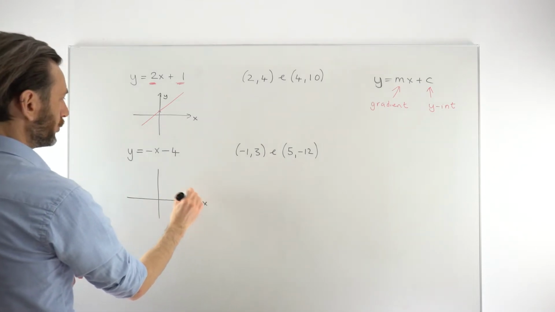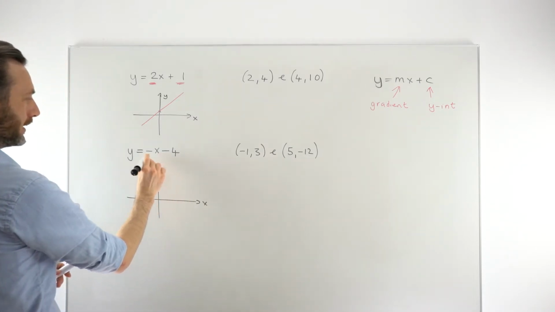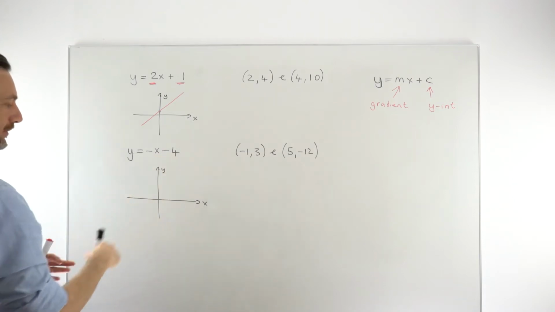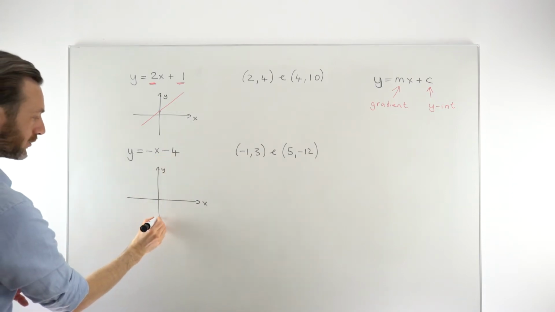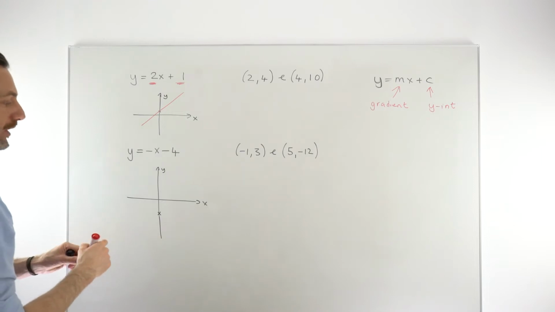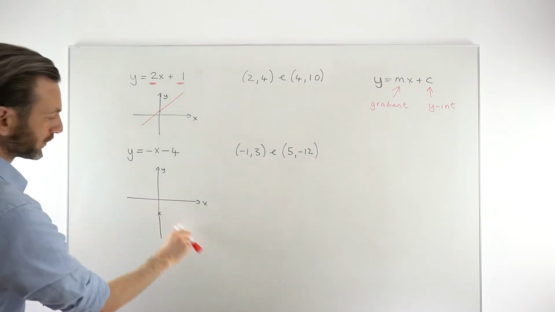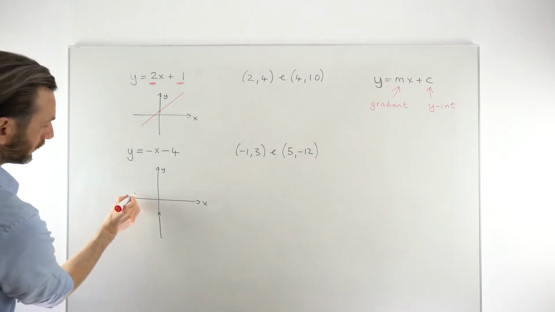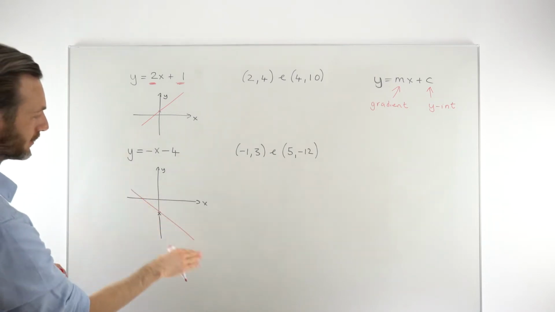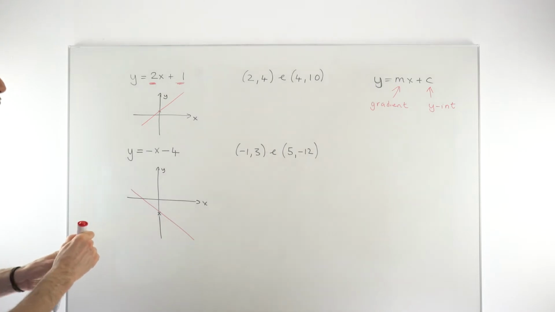Slightly different scenario. We've got a negative gradient and a negative y-intercept. So the gradient is -1. The y-intercept is -4. So we'll mark on the y-intercept again first. So let's say that's down somewhere there. Gradient is -1, so that's 45 degrees, but in the opposite direction. So a 45 degree line going down, because the gradient is negative. So that gets us orientated.